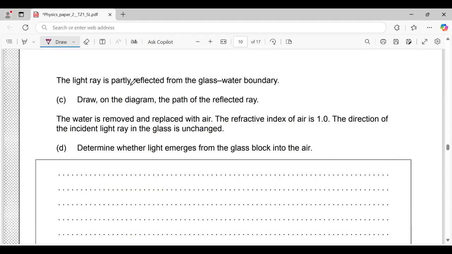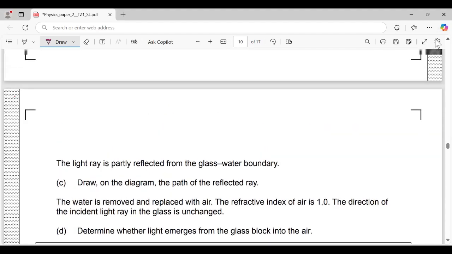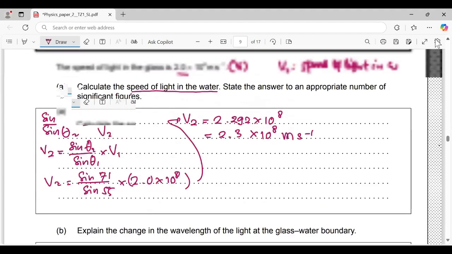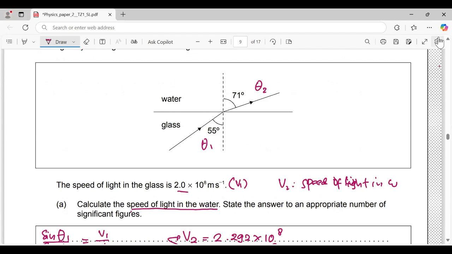The light ray is partly reflected from the glass water boundary. Draw on the diagram the path of the reflected ray. So the reflected ray will still be in the glass medium. It will be like this, going downwards with an angle of 55 degrees.